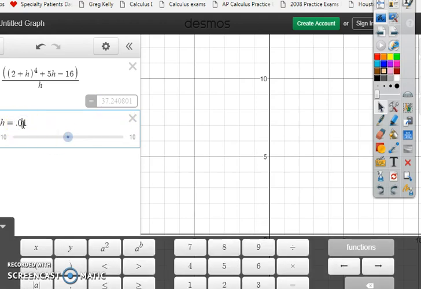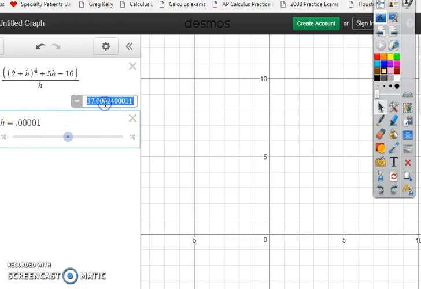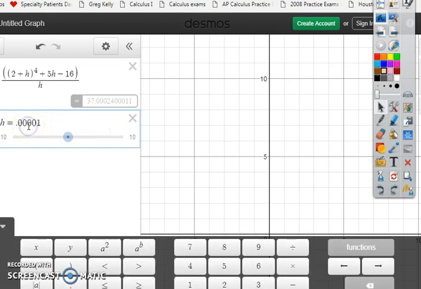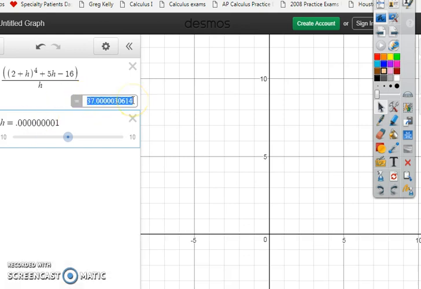So I want to get really, really close to 0. So I'm going to put in about 4 zeros. 0.0001. And if you notice, it's getting closer to 37. So it's getting like 37.0002. So I'm thinking that slope there is probably 37. I'm plugging in some more zeros, and as I plug in more and more zeros, I get more and more zeros after 37. So it looks like the slope, as h approaches 0, is approaching 37. So I know the slope there by using a table of values. I know the slope there must be about 37.